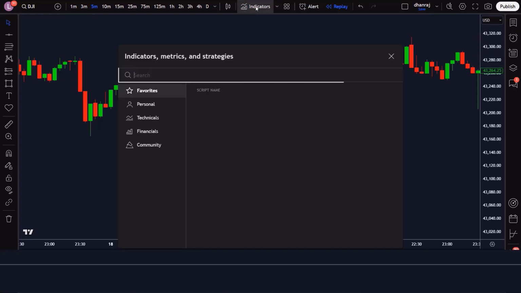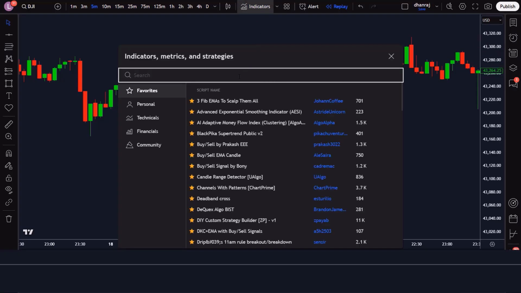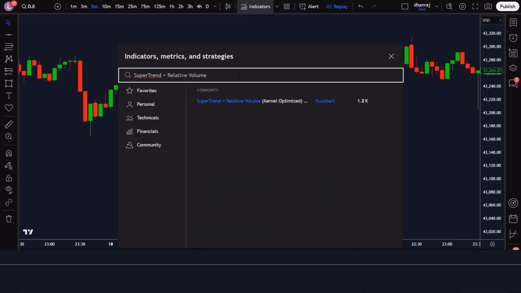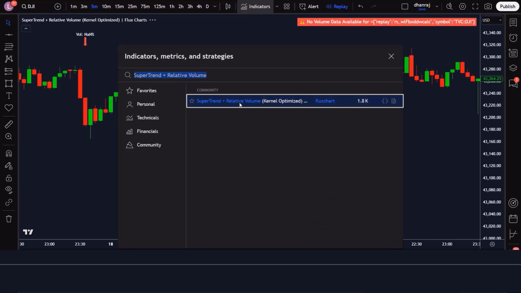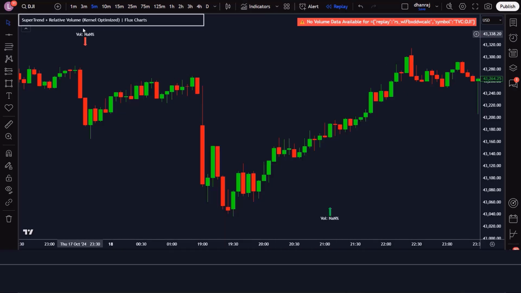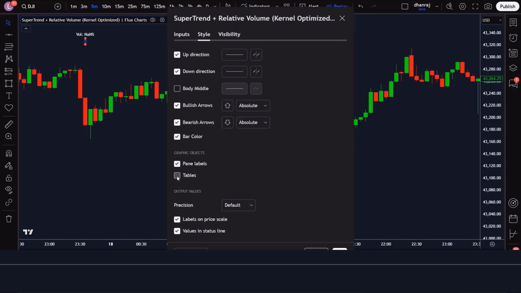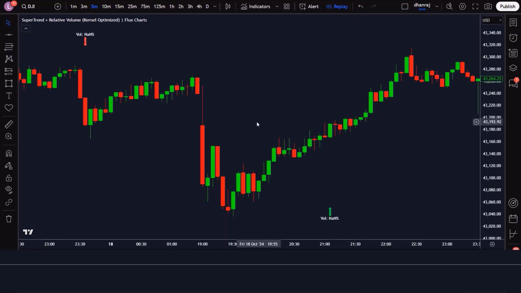First of all, we will search the Super Trend Plus Relative Volume Indicator in the search box of TradingView. After that we have to click on the Super Trend Plus Relative Volume option, in which we have to change some settings. We have to keep this option hidden. After that we have to apply another indicator on the chart.